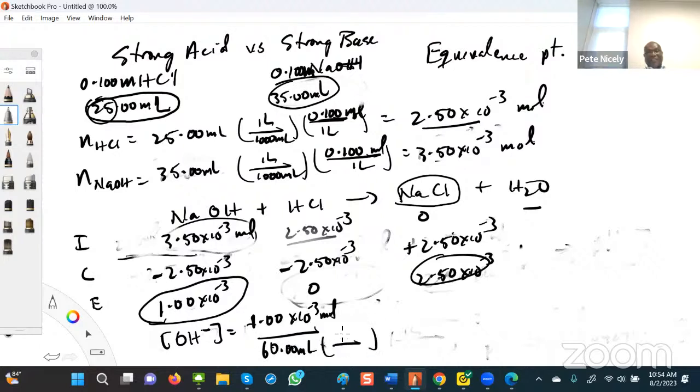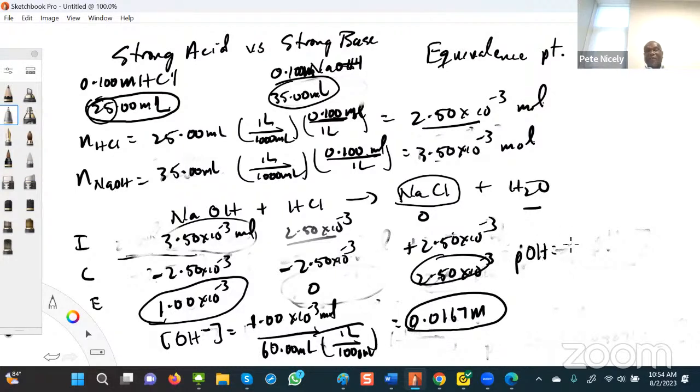And then you're going to have 1 liter over 1,000 mils to do the conversion to liters. And let's see what that gives. So that's 1 times 10 to the minus 3 divided by 60. Okay, so according to my calculations, this works out to 0.0167 M. All right, so that would be the concentration of OH minus. So to find the pOH, that would be equal to minus log of 0.0167. So let's see what that gives.